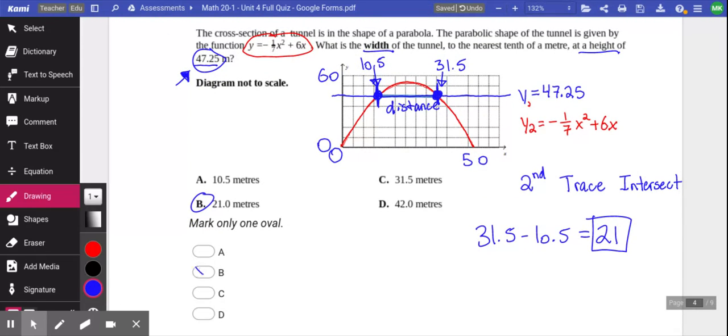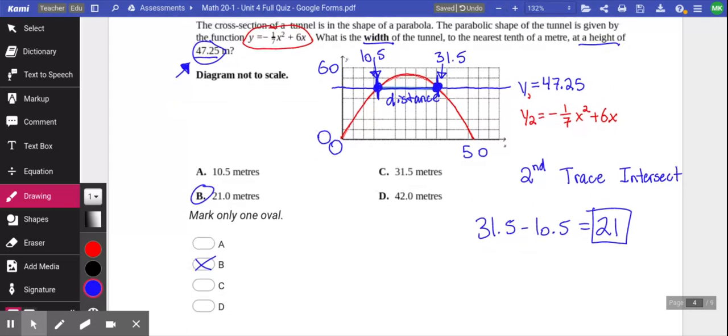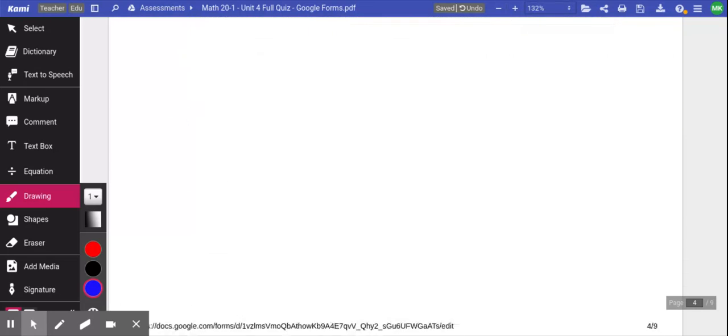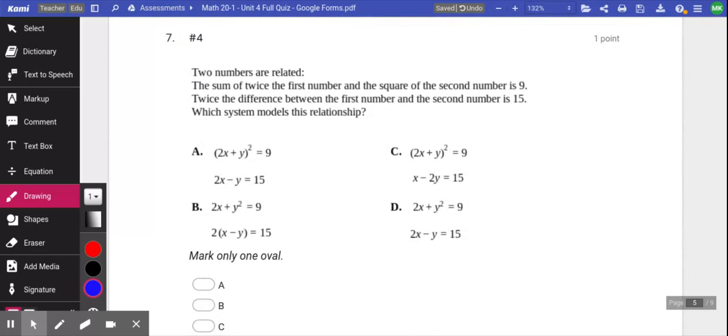Usually when we give this test and that question doesn't go well, it's a little hard to realize what it is they're asking you to do. All right, number 4.